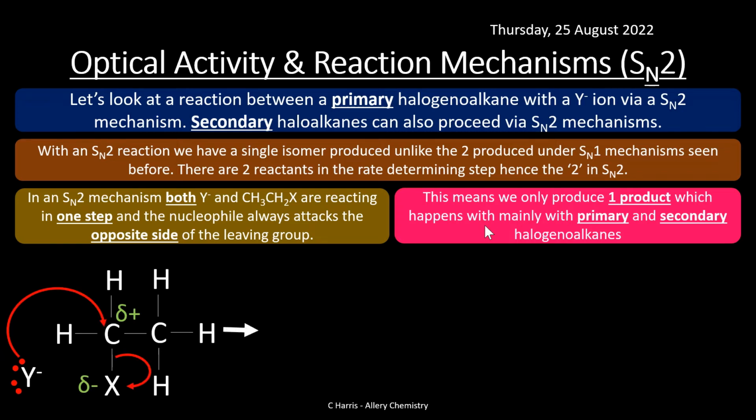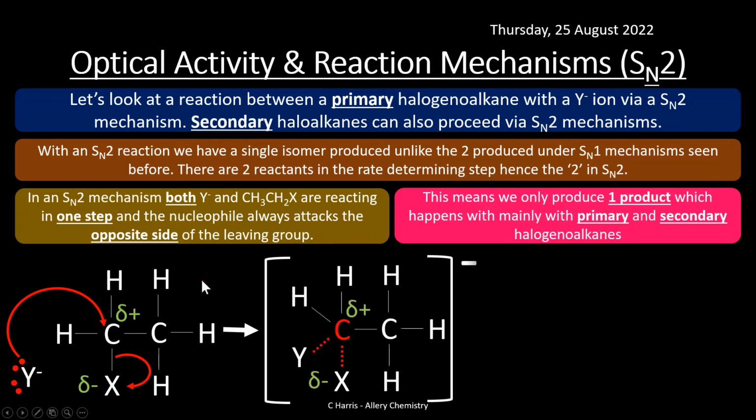You can see this is slightly different, because what's happening is the Y- is going in for the delta positive carbon here. So we're not forming an intermediate. The electrons in this bond will move onto this halogen here, so you have this dipole that exists already. This is a primary halogenoalkane, so this is possible because there's enough space to get in there and get into that carbon.